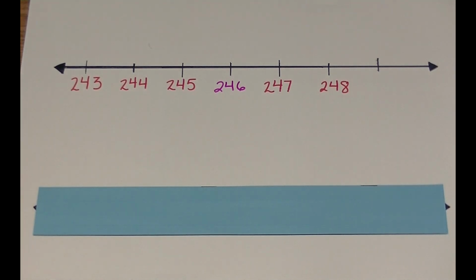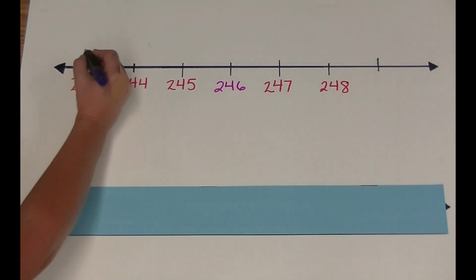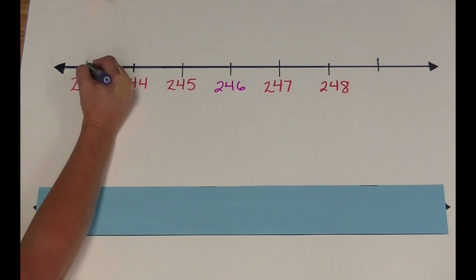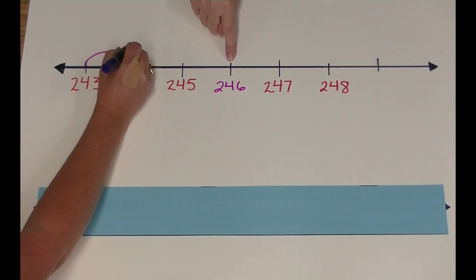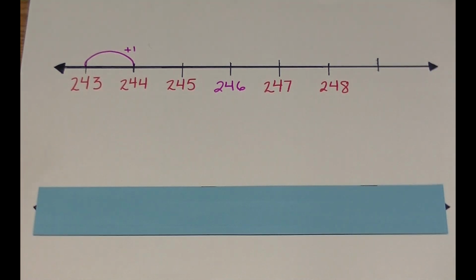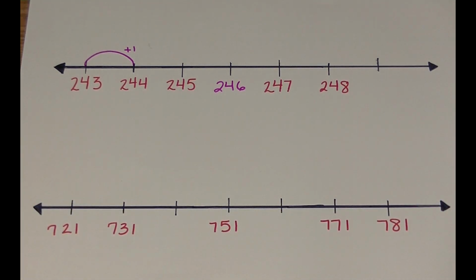Thank you. Nice job. Now, again, notice when we're looking at our number line, we can either look at it as one more, or we can look at it as one less. Now, let's look at a different number line. Notice on this number line, we have a different pattern.